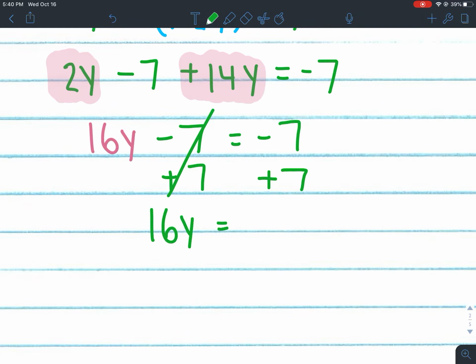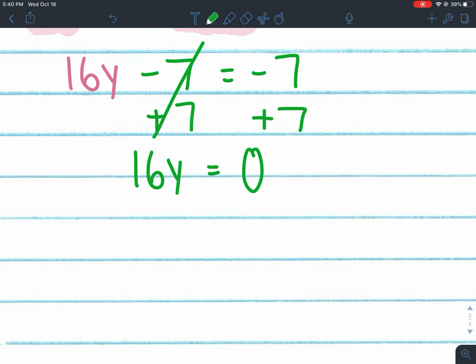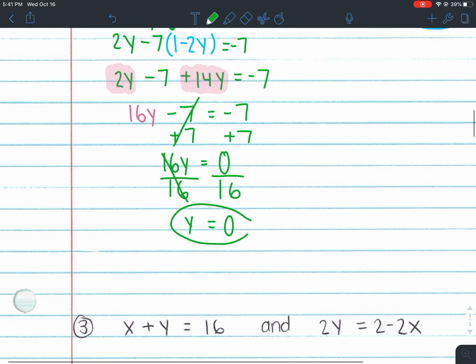16y equals, well, negative 7 plus 7 is 0, so I just have 16y equals 0. Okay? And now I want y by itself, so I'm going to divide both sides by 16. Y equals 0 divided by 16. If you do not know what the answer is, I suggest that you always type it in the calculator to double check. But because 0 is in the numerator, I know that I can divide any number and have 0 on top. So I can do 0 divided by any single number, and I'll get 0.